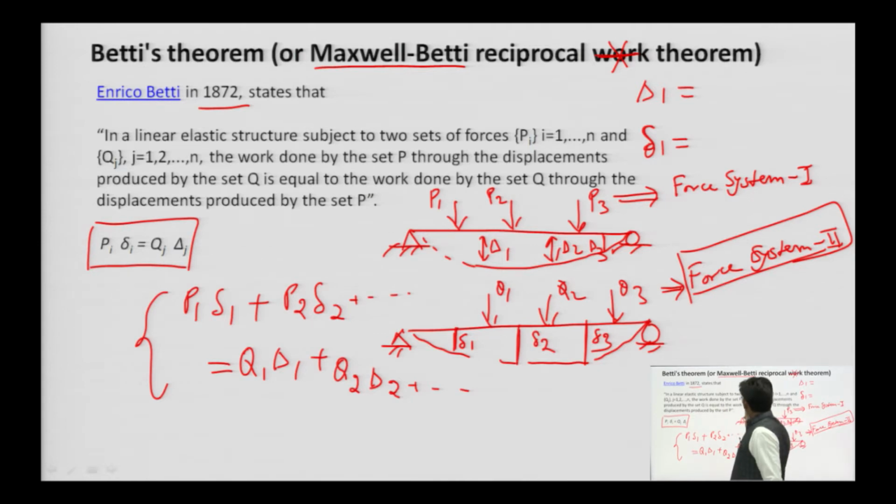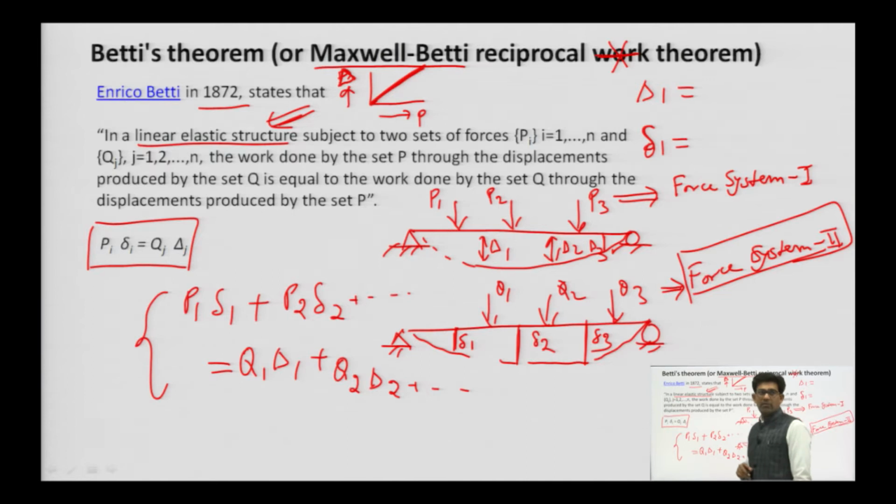So, according to this theorem, in a linear elastic structure, and this is very important, linear elastic means that if we apply the force P, then the displacement varies linearly. This is the meaning of linear, and elastic means that after removing the load, delta will be 0.